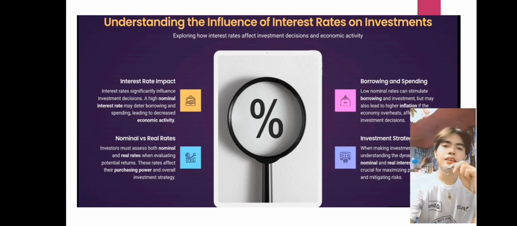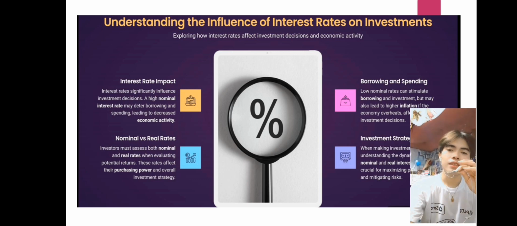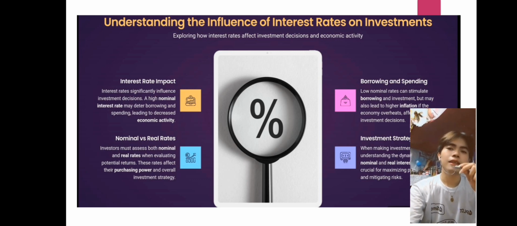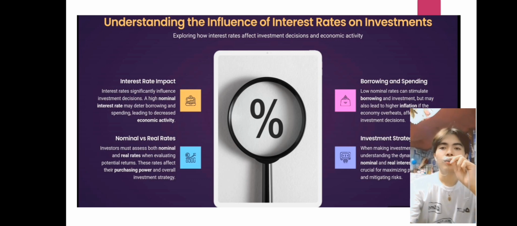So next is slide 5. Understanding the influence of interest rates on investments. So first is impact of interest rates. Interest rates play a major role in shaping how people and businesses make investment choices. When interest rates are high, borrowing becomes more expensive, which can reduce spending and slow down economic growth.